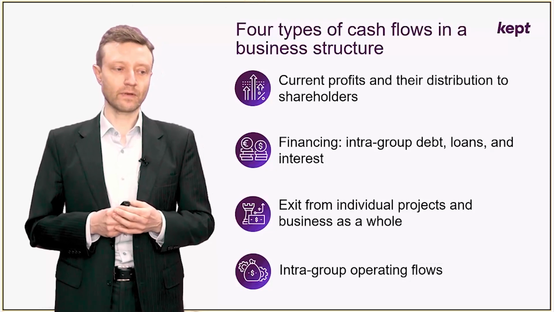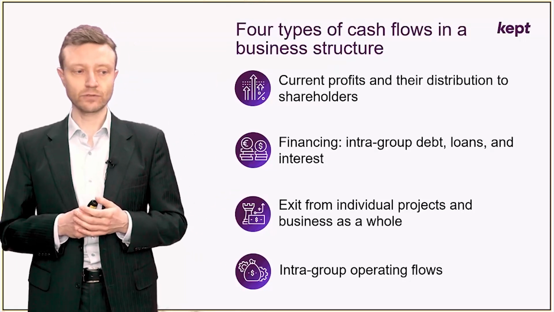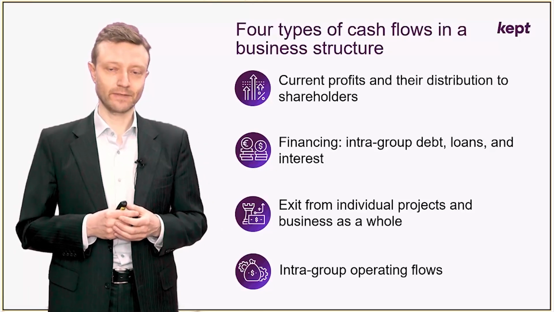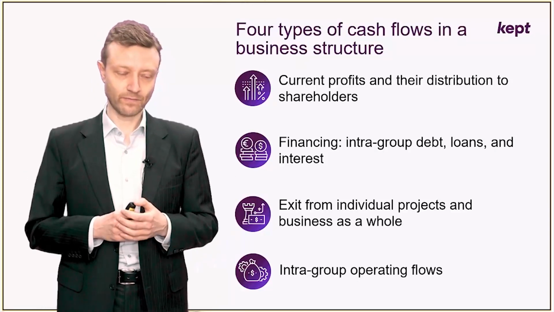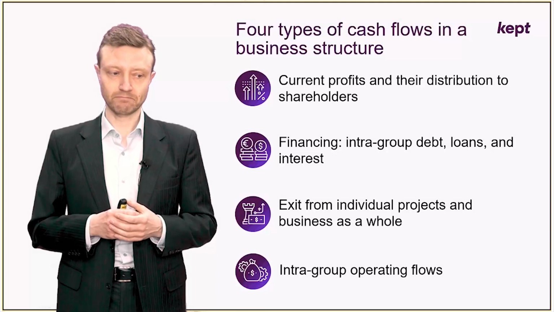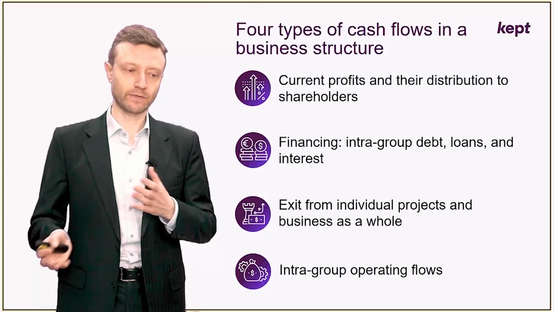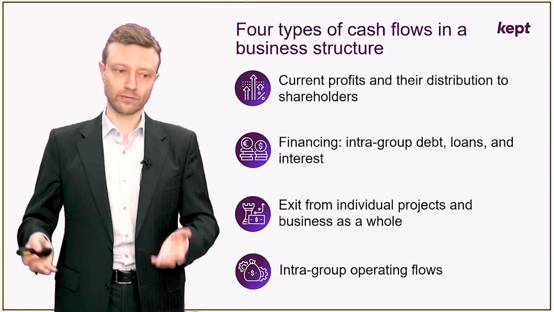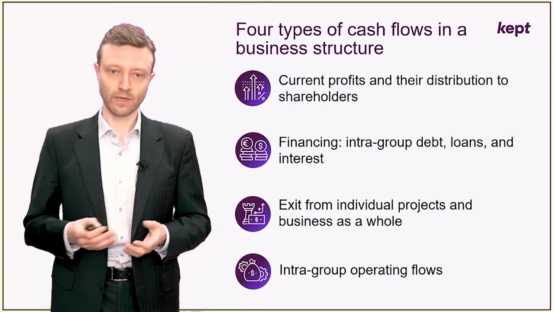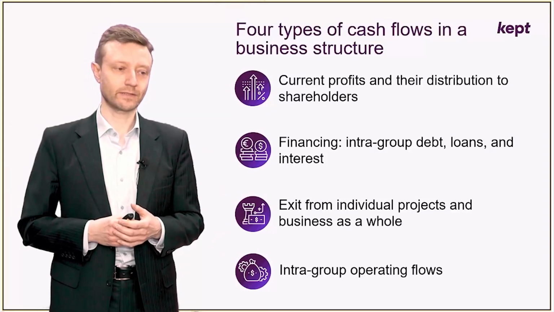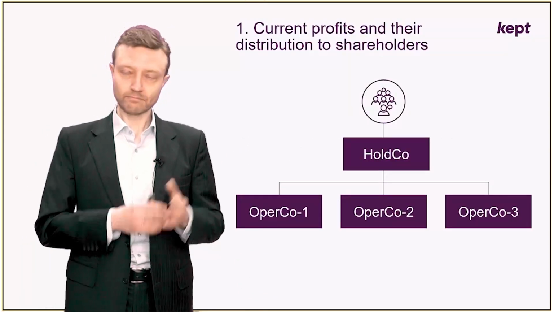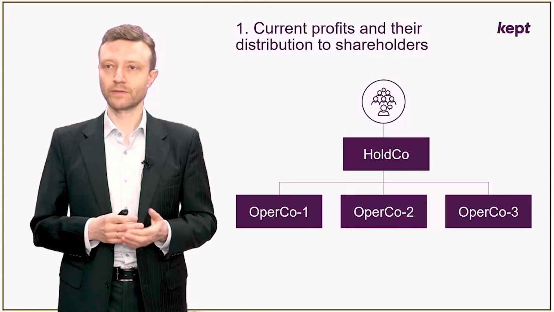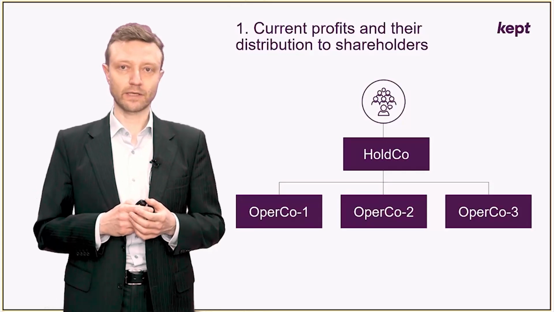And finally, there are intergroup operating flows, and this is the most diverse and differentiated part of the 4 categories, where one can see very, very different transactions that relate to operating the business, in general, well, making sure that business operates as a whole. Before we consider specific examples, let's look at how these types of cash flows can appear in a given business structure.